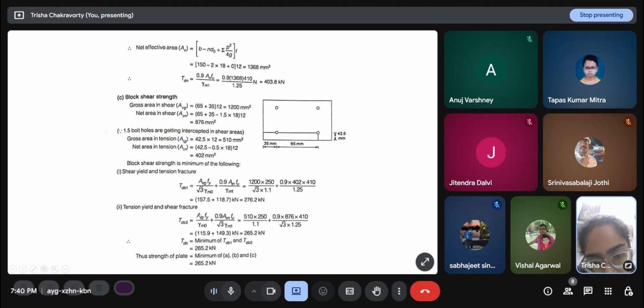We take the gross area in tension and the yield strength, and here we take the ultimate capacity and the net area in shear. So we put these values and we get 265, and the capacity is the minimum of these two. It's 265.